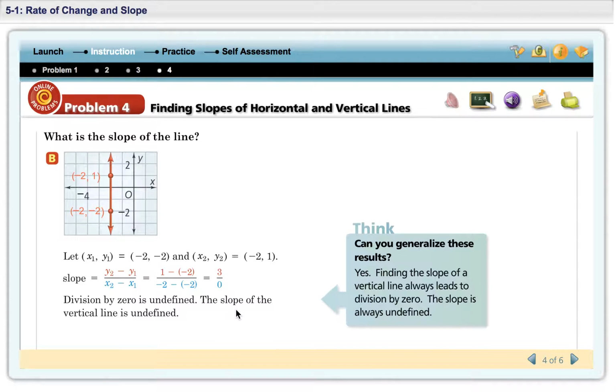Now, you can't divide anything by 0. That's just a mathematical law. So division by 0 is undefined. So the slope of the vertical line is undefined. Okay? And it says, can you generalize results? Yeah, you can find the slope of a vertical line, and it always leads to division by 0. So the slope is always undefined in this case.